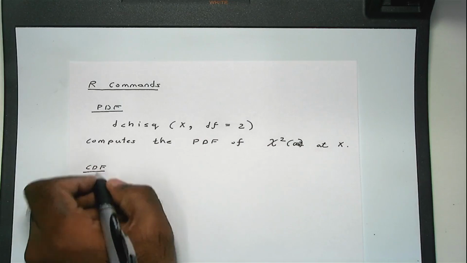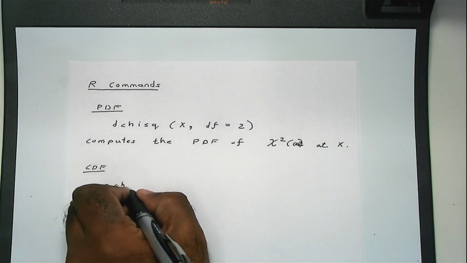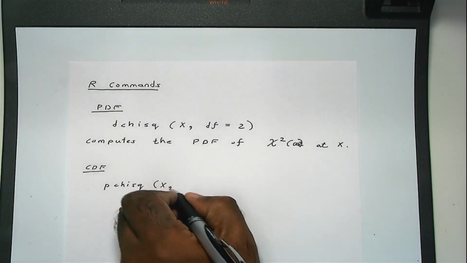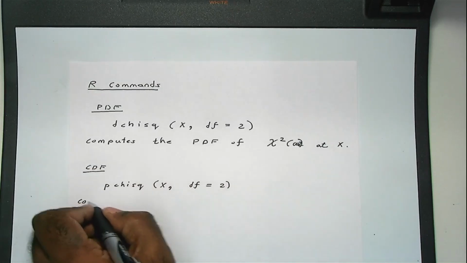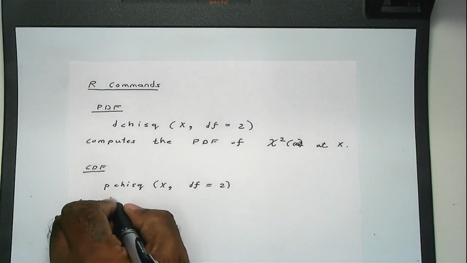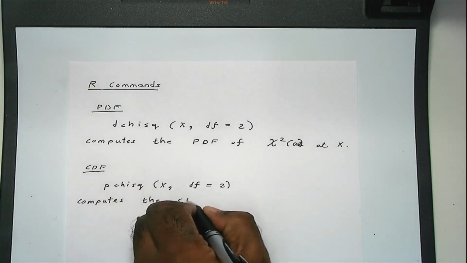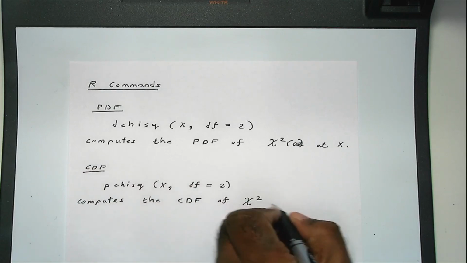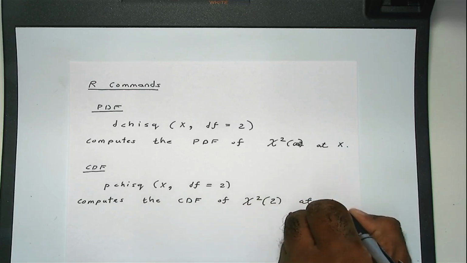And this command here, PCHISQ open bracket x comma df equal to 2, computes the CDF of a chi-squared variable with 2 degrees of freedom at x. Okay. So these are the R commands.